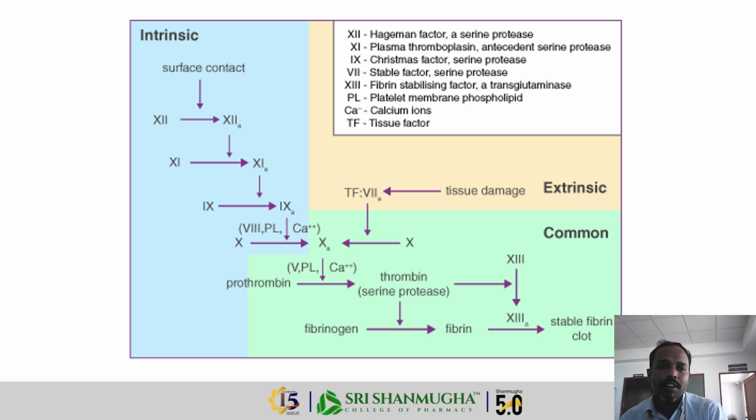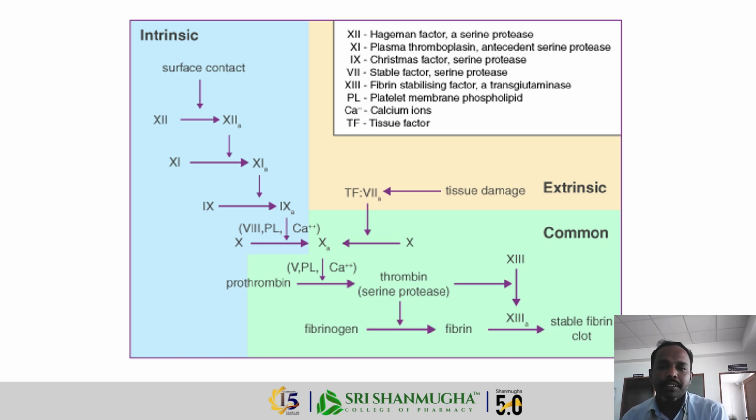The thrombin will convert fibrinogen into fibrin. These are the steps. Then the extrinsic pathway, which follows external tissue damage: tissue factor with 7A will convert 10 to 10A, and the following steps are similar to the intrinsic pathway, leading to the conversion of prothrombin to thrombin. Again, thrombin will activate the 13th factor to 13A to form the stable fibrin clot. These are the differences between the intrinsic and extrinsic pathways. Both are involved in clotting only. So we can see the factors here.